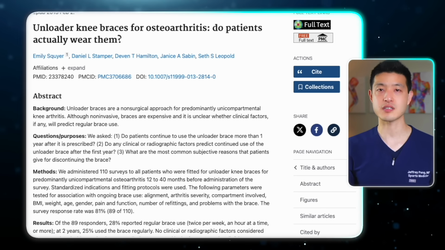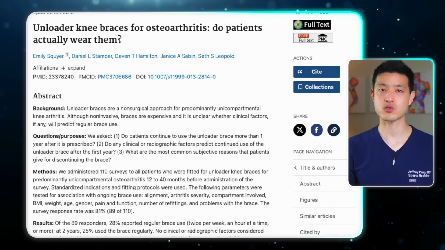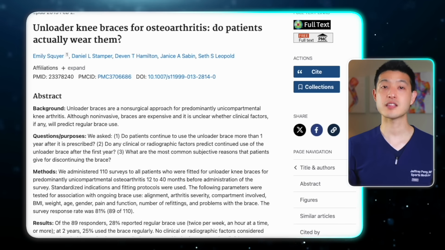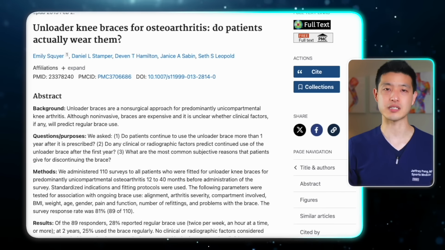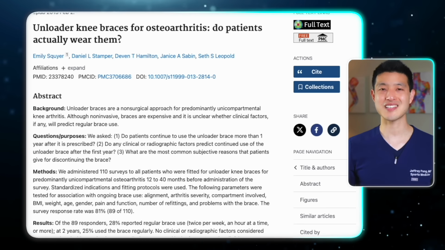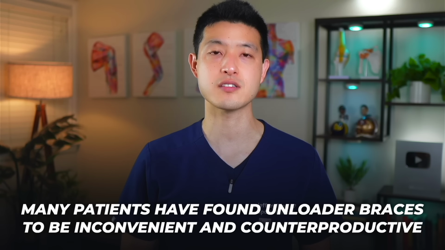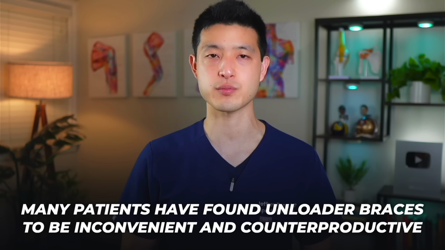Other common reasons included skin irritation or swelling, difficulty wearing the brace with clothes for daily activities, and the brace being too heavy and bulky, making it difficult to put on and take off. So this is a perfect example that although clinical trials can demonstrate the efficacy of an intervention or treatment, real-world data is more crucial. In my experience, many patients have found unloader braces to be inconvenient and counterproductive.